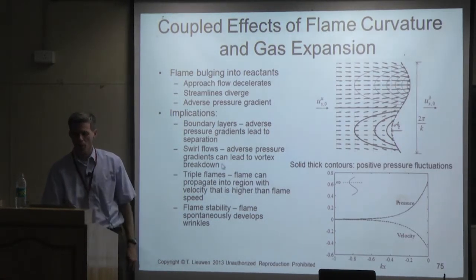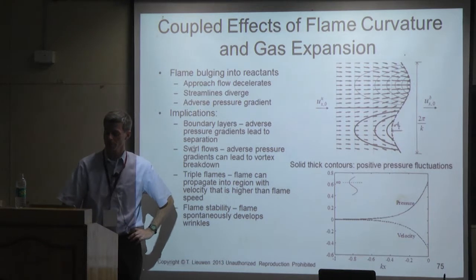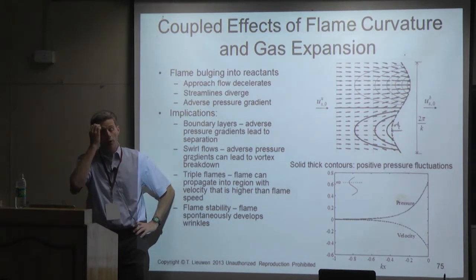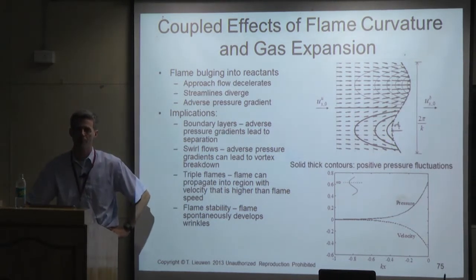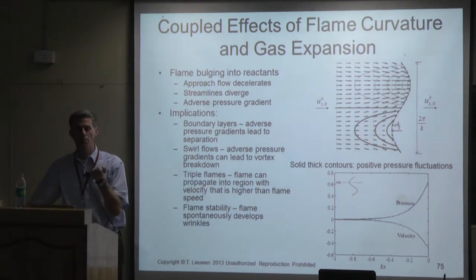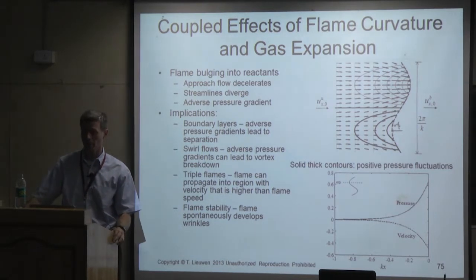We'll get into this a little bit more later, but in swirl flows, if you impose an adverse pressure gradient on a swirl flow, you can induce a phenomenon called vortex breakdown, whereby you get a stagnation point in the flow. We'll talk about that a little bit more later.